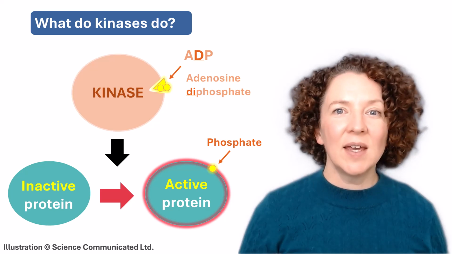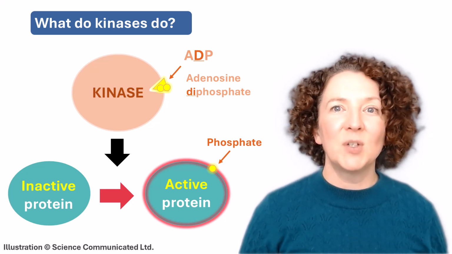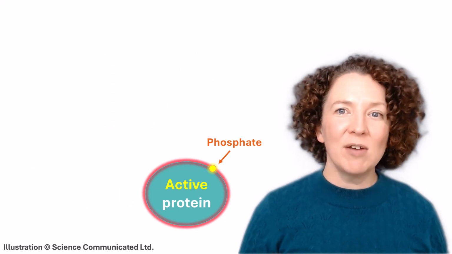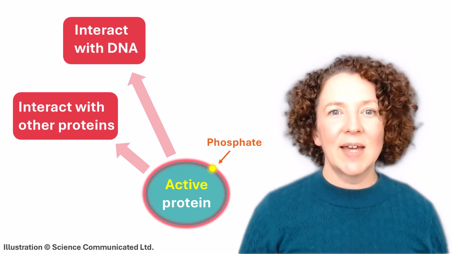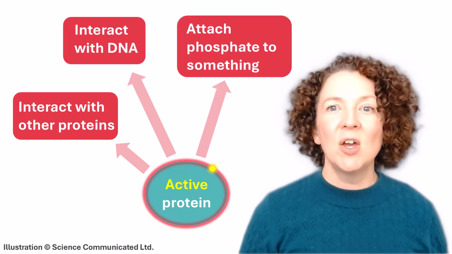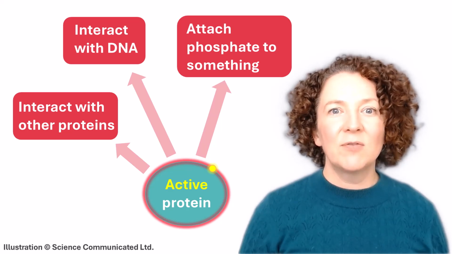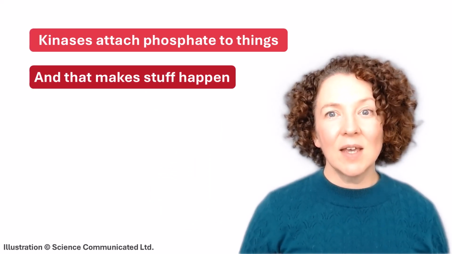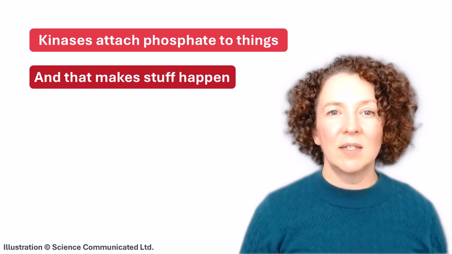So when a kinase attaches a phosphate to something, that can be enough to bring it to life and swing it into action. The activated protein might now be able to interact with other proteins, or it might attach to DNA and switch on a gene, or maybe it's a kinase enzyme itself, and now it's able to phosphorylate something else. In other words, kinases attach phosphate to things and that makes stuff happen inside cells.